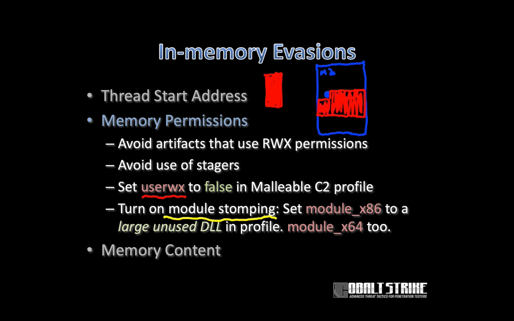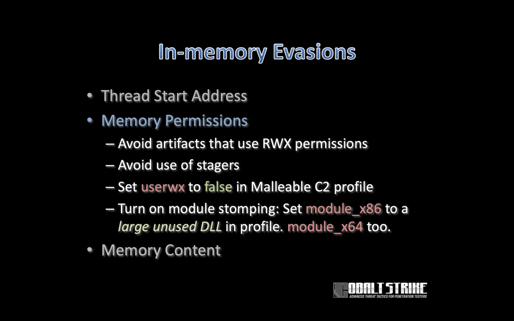And in this way, we end up living in a context where our permissions, our initial permissions anyways, are consistent with that of a memory-mapped DLL. We also have the benefit of having executable memory that is now associated with a memory mapped file or a module on disk. So that's the benefit and beauty of module stomping. To enable module stomping, just set the module x86 or module x64 options in your stage block to the desired DLL.